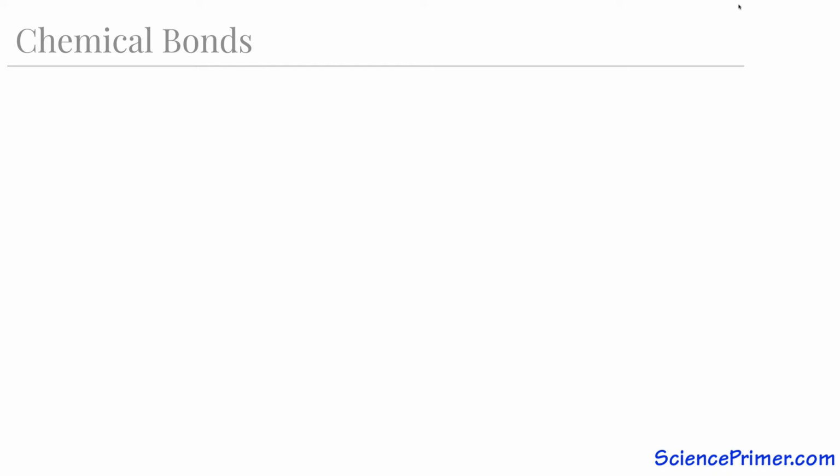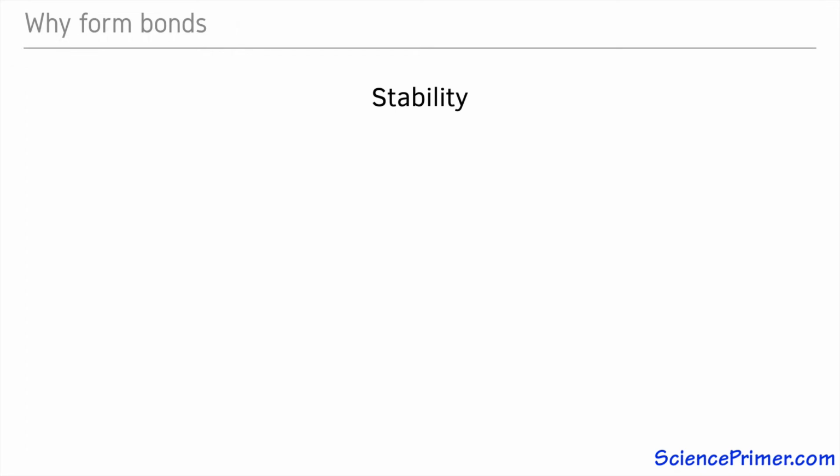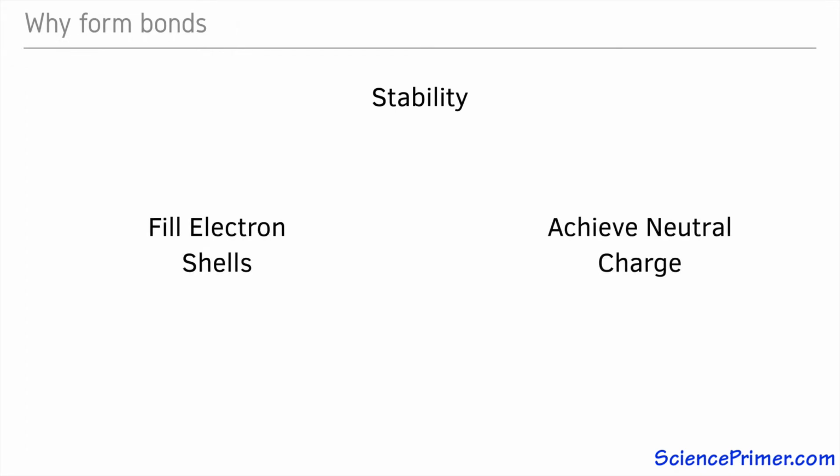Atoms interact with each other in a number of ways. One way is through the formation of bonds. Atoms form bonds in order to achieve stable electron arrangements and to get electrons to neutralize the positive charge of the protons in the nucleus.